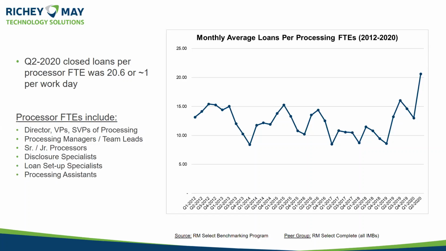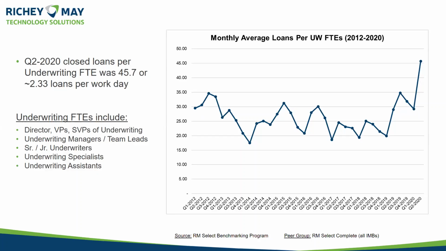And if we look through the chart, again, a lot of the same trends. We can look at 2012 and Q3 of '19, and it looks like 16 loans or so is about the high. In Q2, we come in at 20.6 closed loans per FTE, or about 1 per workday, which is really, really great numbers for processing.